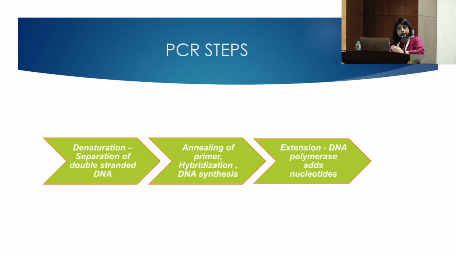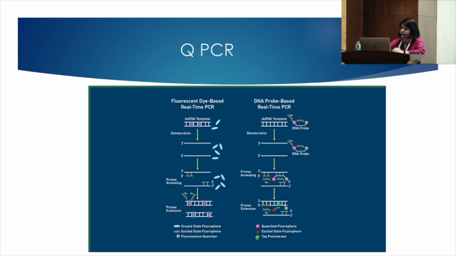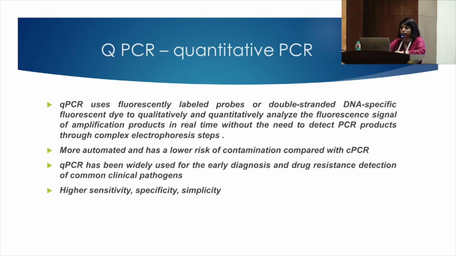Now in earlier times, or now also, when you amplify, it has to undergo an electrophoretic process to identify the organism, and that process used to take time, which has been replaced now by the real-time PCR, where while you're amplifying, you can identify the organism. It can be fluorescent dye based, and it has made life very easy. You can get the results very quickly. So that is called the real-time PCR or quantitative PCR.